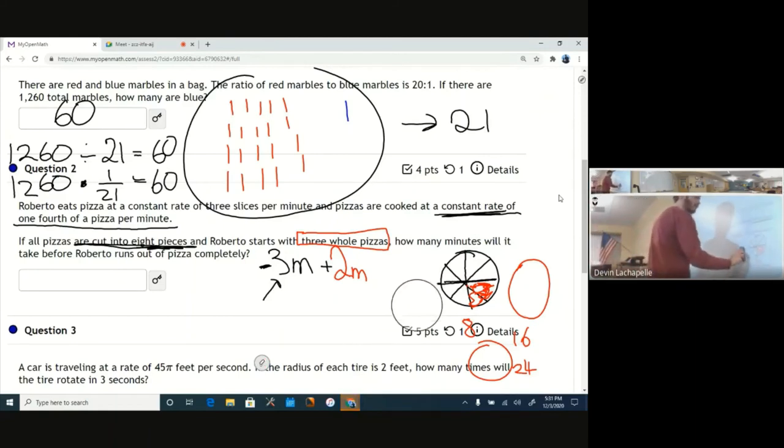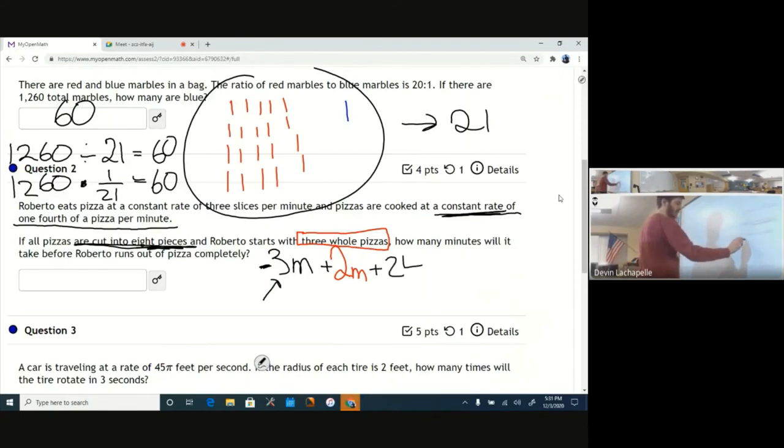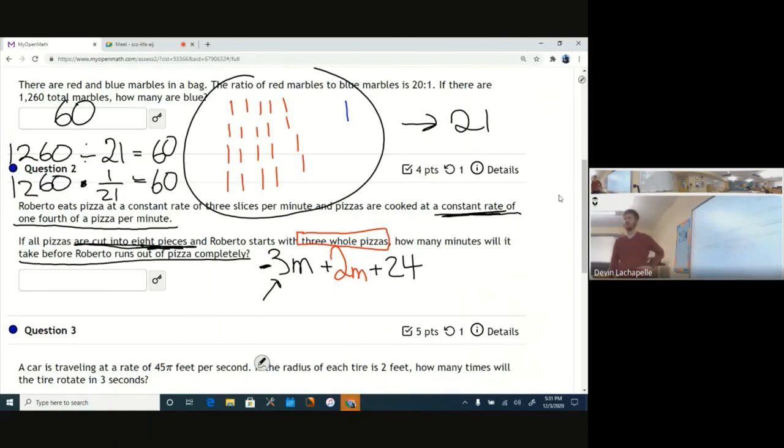And that's not affected by any sort of time or anything like that. We just straight up have an extra 24 slices to start. I guess he's pretty hungry. All right, and how many minutes is it gonna take before he runs out completely? Well, how many pizzas does he have if he's run out?